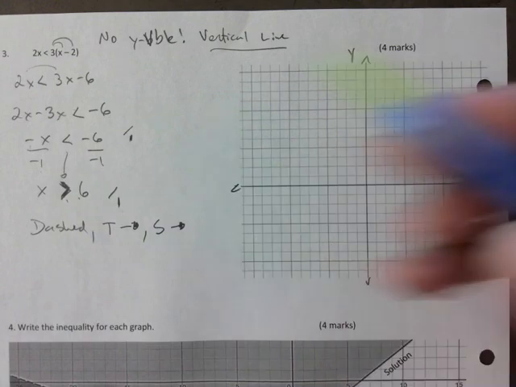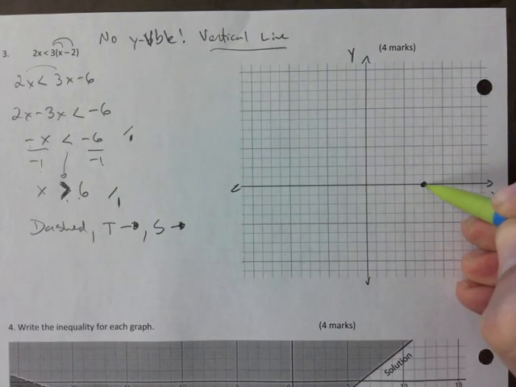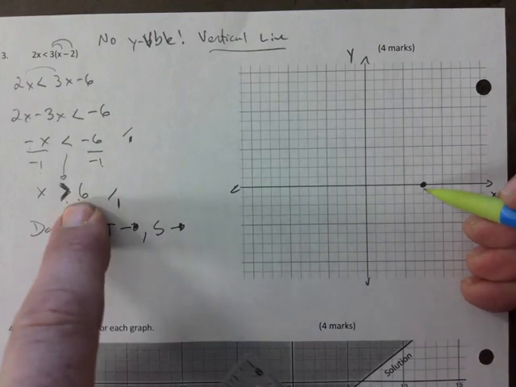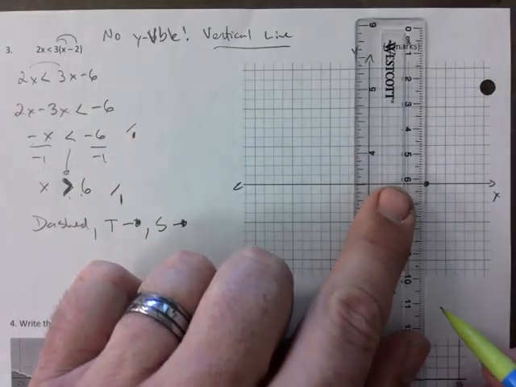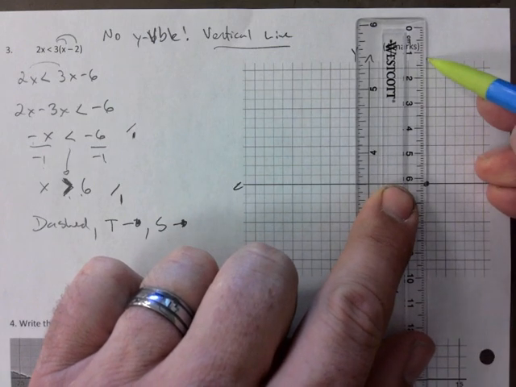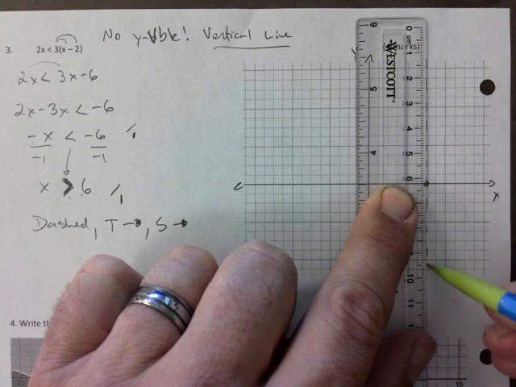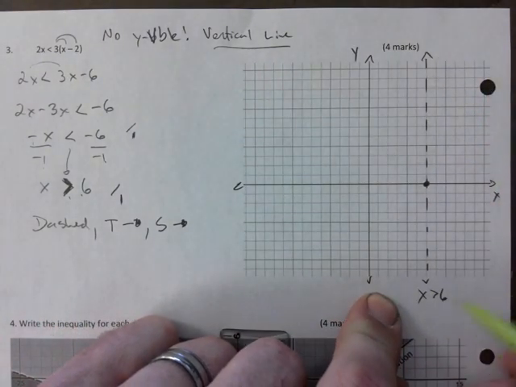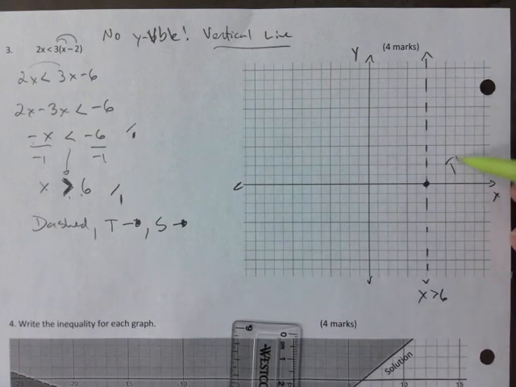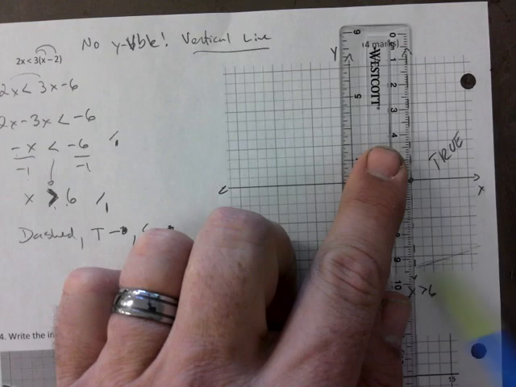So 6 is where it's at, right? So you go 4, 5, 6 right here. Whatever that number is, that's where the vertical line goes through. And it's dashed. So we're going to go over here. So this is x is greater than 6. True region is here. So you have to shade.